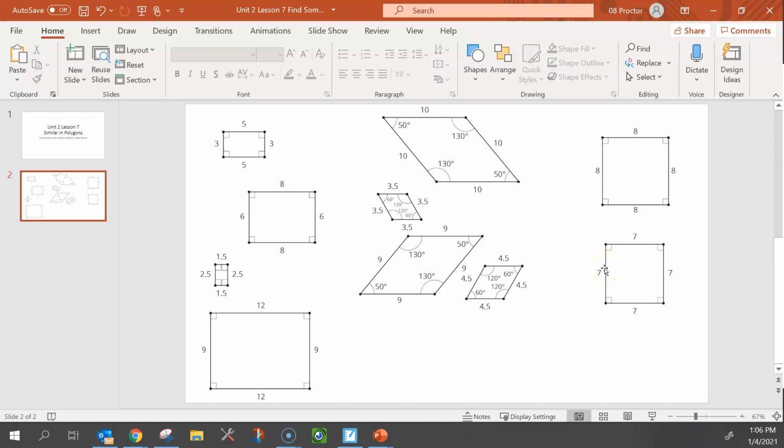Honestly, if you're really thinking about it, how does a 7 change to an 8? I'm not sure, but however a 7 changes to an 8, this 7 is also going to change to an 8, and this 7 is also going to change to an 8. And if you don't know how to find the scale factor by going forwards, you can always work backwards. 8 divided by 7, and that will help you find that scale factor.